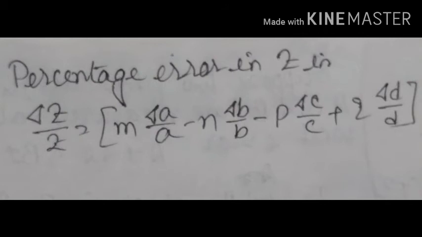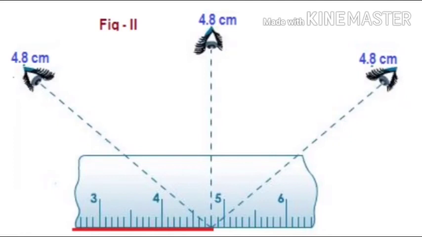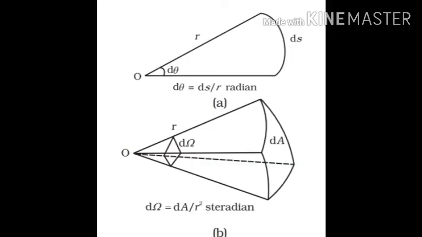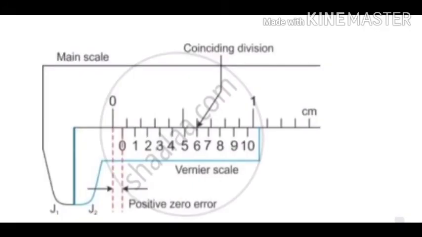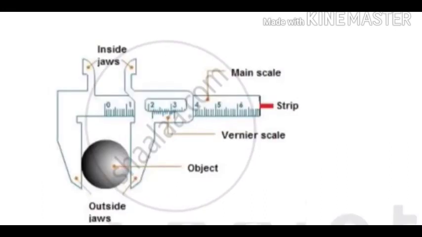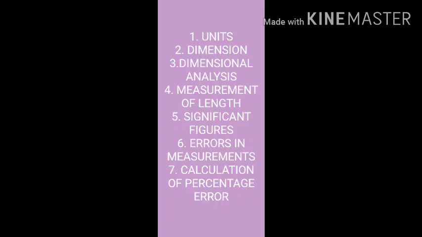This is why we learn about this lesson. This is one of the easiest lessons in class 11, because we are already aware of unit, dimension, and measurement. The new topics we have learned are significant figures, calculation of error, and measurement of length. There are some mathematical problems also. We will solve the mathematical problems later.